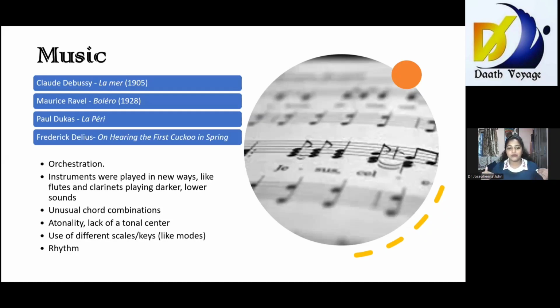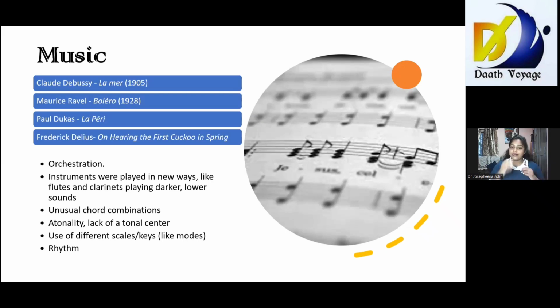It's more like background music. And these people who used Impressionism in music started bringing unusual chord combinations. For example, a sudden jam in the music, and then it goes subtle, and then there's a sudden fall in the music. It's a huge thing, and there was no tonal structure to it.